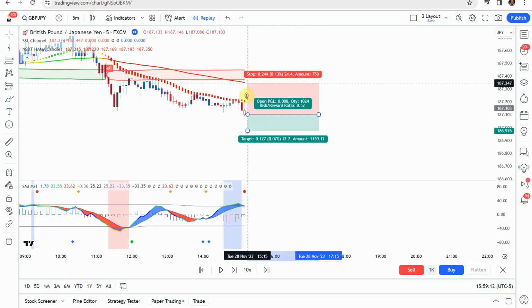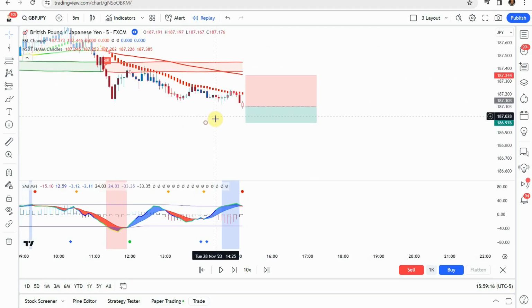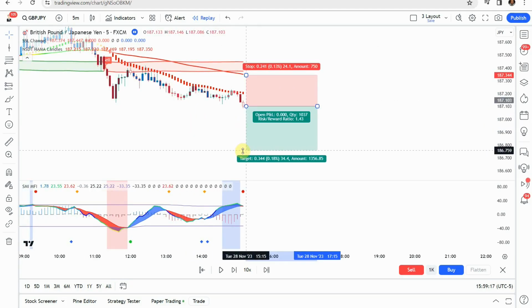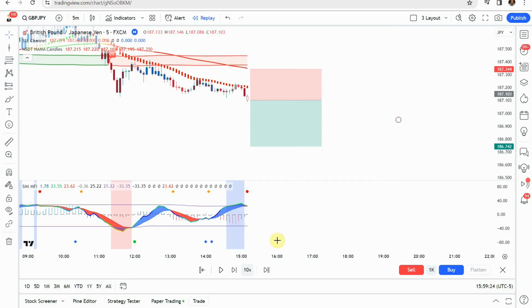So there, and we're going to put our stop right here at the hammer candle moving average. And again, we are going to target the 1 to 1.5 risk reward right there. Let's go ahead and play this one forward and see what we get.